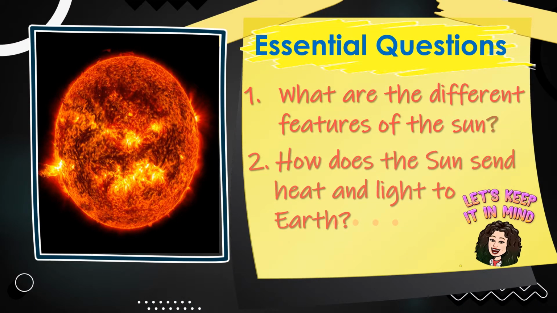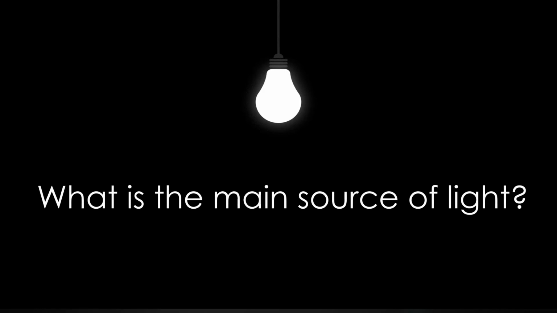So let us read our essential questions for today. As you can see in the picture, what is that? Correct. That is the sun. So what are the different features of the sun? How does the sun send heat and light to Earth? Let's keep this in our mind as we go along with our lesson. The big question is, what is the main source of light?